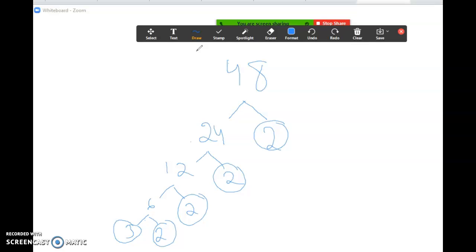Okay, so Noah, having identified these prime factors that make up 48, what can I do with these prime factors, 3, 2, 2, 2, and 2, to check if they equal 48? Yeah, we can multiply them. So I can write them out like this. But there's another way I can write this out using exponents and powers. And how would I do that?